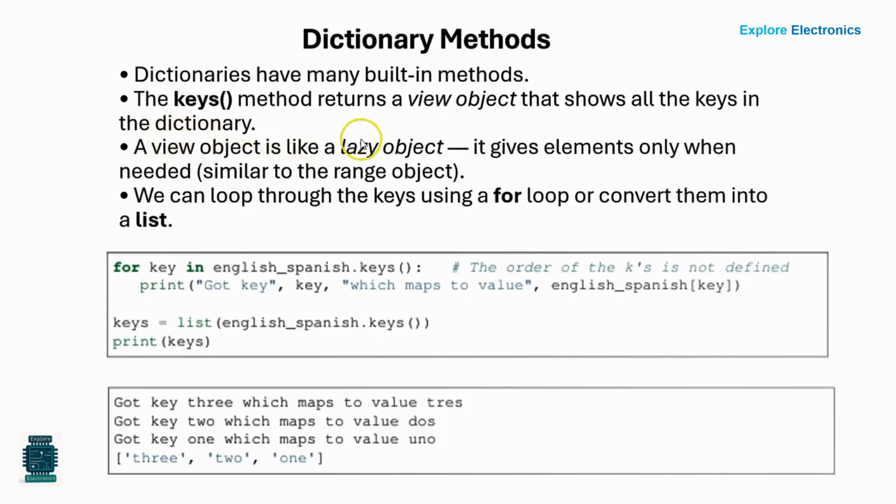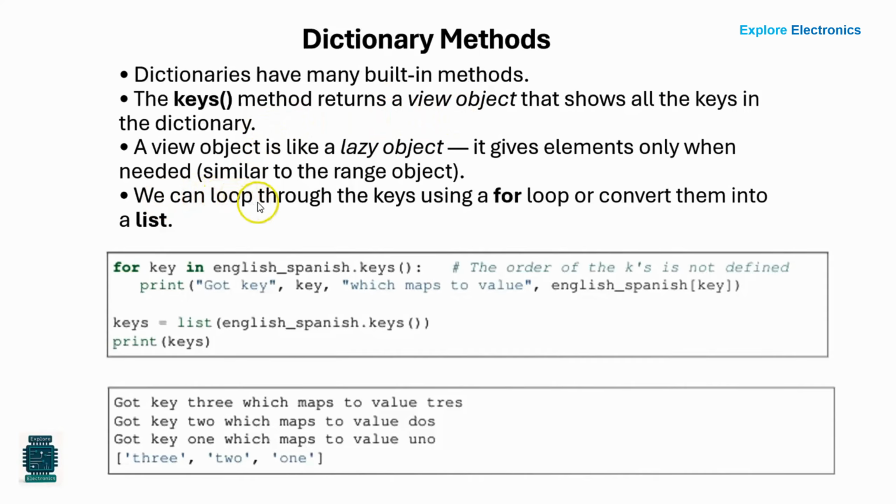A view object is like a lazy object. The view object is like a lazy object which gives only the elements which are needed. Okay? It gives what is really needed. That's why it is a lazy object, which is very similar to the range object. I explained the range object in the previous module, which is also a lazy object. Here, keys is to take all the keys present in the dictionary.